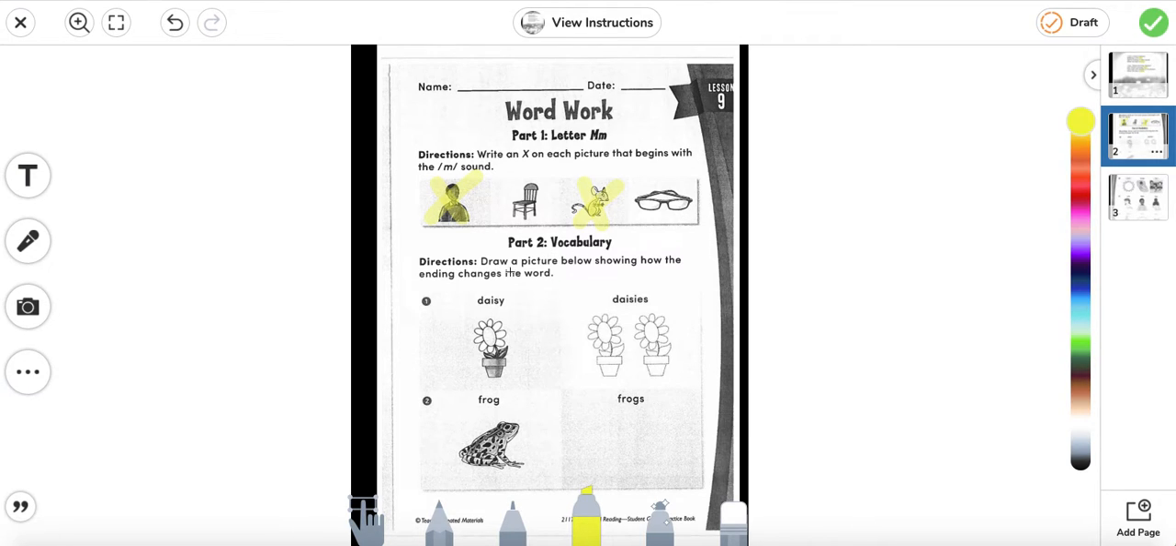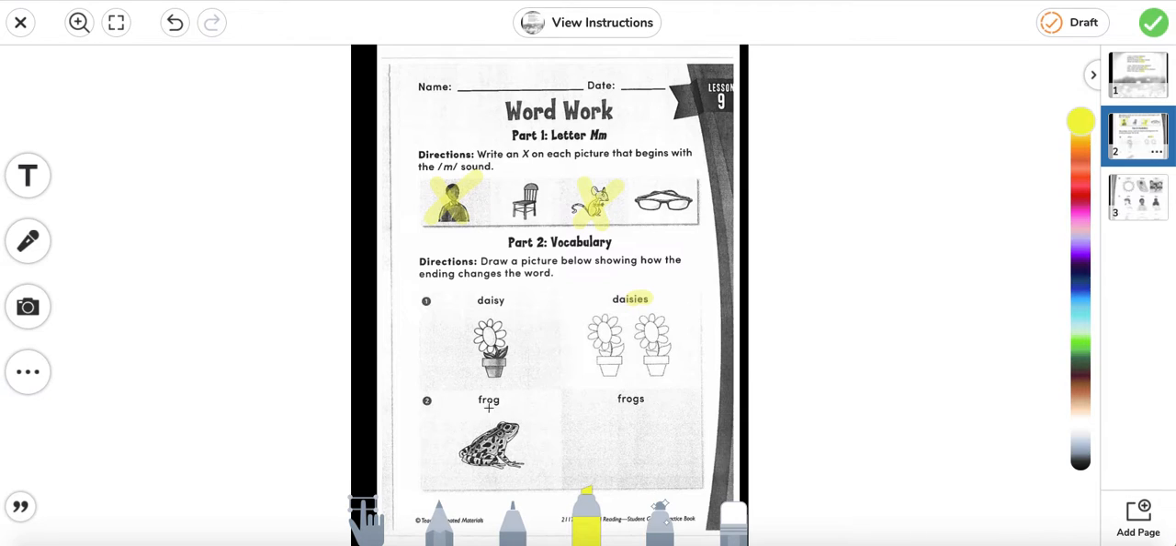Part 2, vocabulary. Draw a picture below showing how the ending changes the word. So here for number 1, we have daisy, and it shows us a picture of one flower. Over here it says daisies. So how does the ending, IES, change the word? We took off the Y and we put IES. What does that do? That tells us it's more than one.